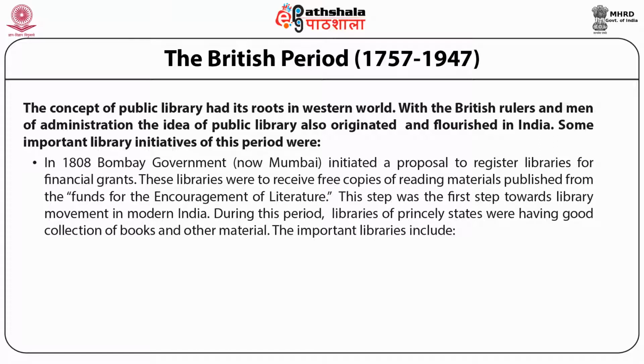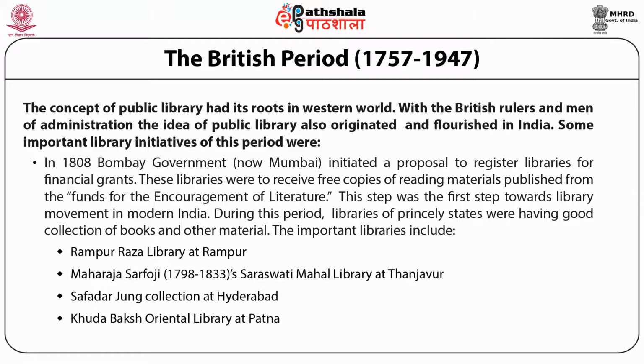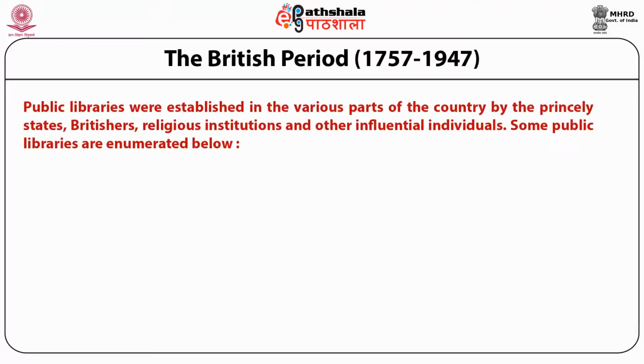During this period, libraries of princely states had good collections of books and other materials. The important libraries include Rampur Raza Library at Rampur, Maharaja Serfoji Saraswati Mahal Pustakalay at Tanjavur, Safdar Jung Collection at Hyderabad, Khuda Baksh Oriental Library at Patna, and Bohar Library at Calcutta. Public libraries were established in various parts of the country by the princely states, Britishers, religious institutions, and other influential individuals. Some public libraries are enumerated below.